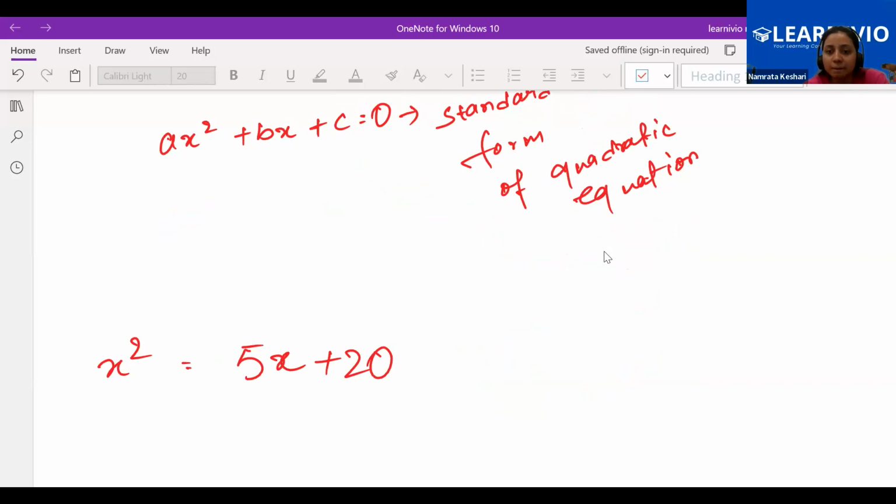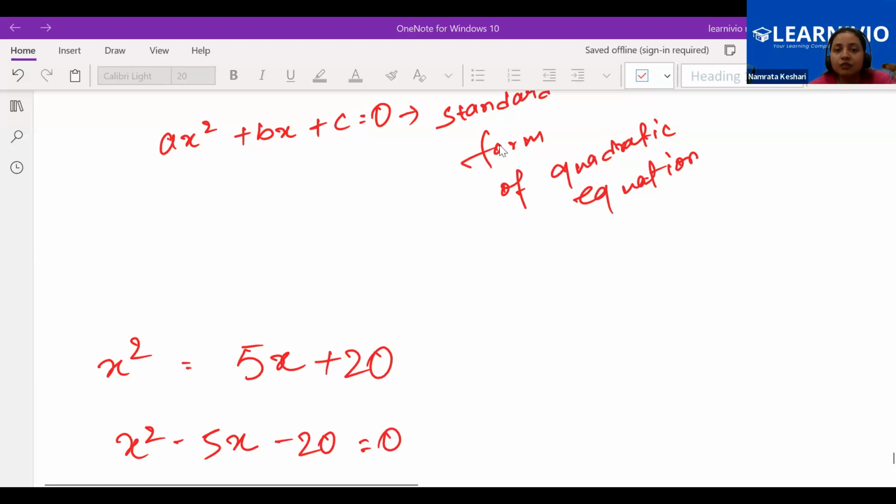Yes, Aisha, Noah, Afnan. 5x minus 20 is equals to 0. Exactly. So we will try transposing everything on one side. Be it on the right hand side, acceptable. Be it on the left hand side, completely acceptable. Okay, so we are trying to keep everything on one side, and this is how we will be able to represent it in the standard form.